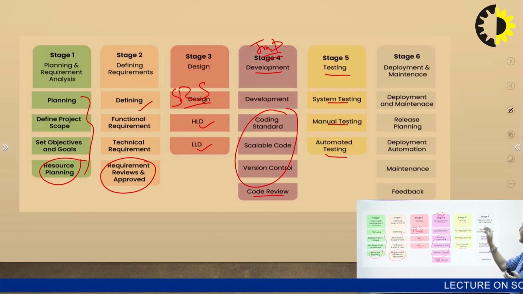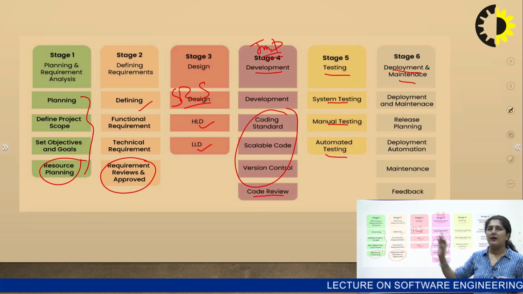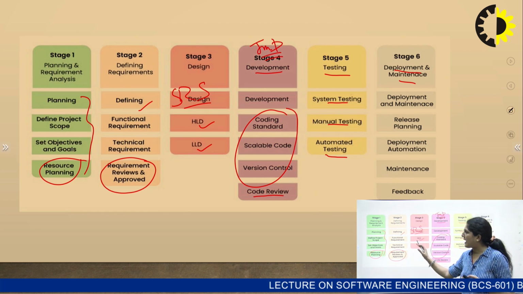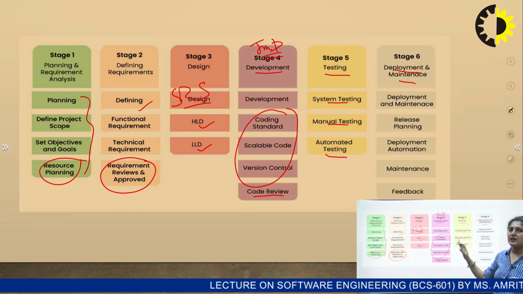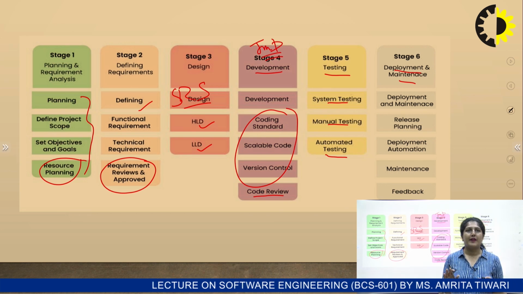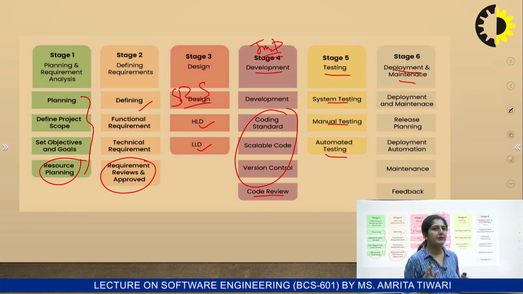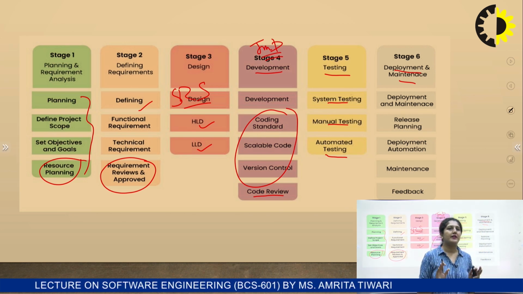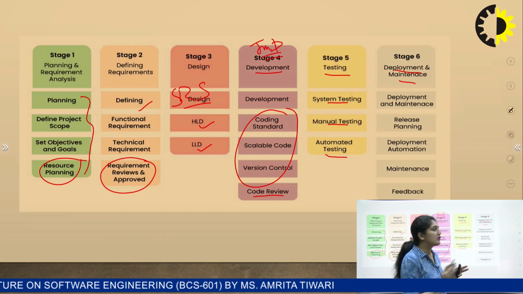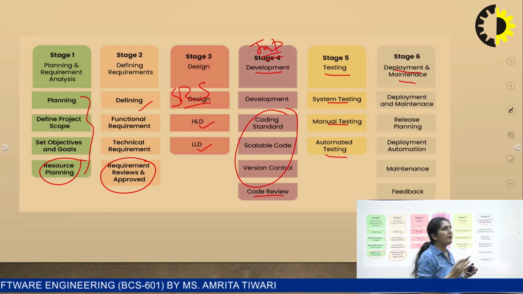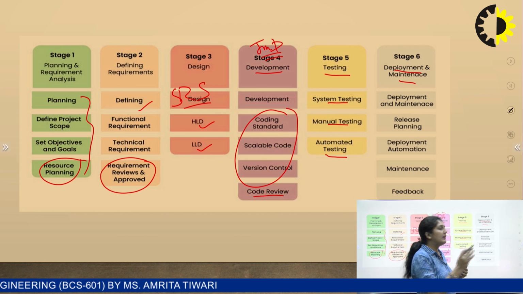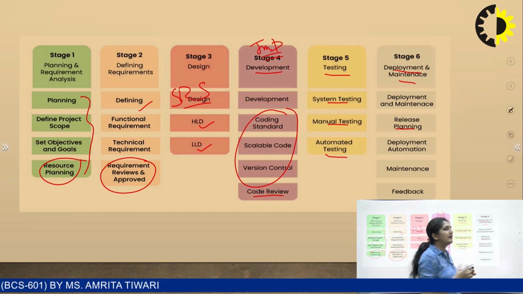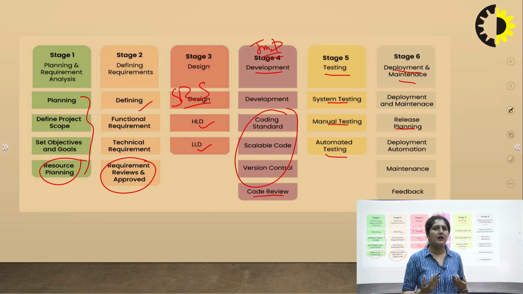And then lastly, there comes the deployment and maintenance phase. When the requirements, the designing, the coding, the testing, all are done, all are perfect, then we will know that our software is ready for delivering. So the last stage is deployment and the maintenance phase, where we will release our software. We will produce our software and give it to the customer.